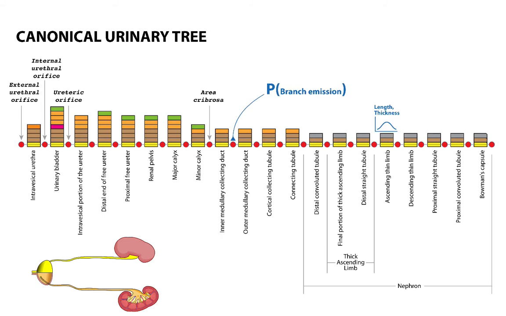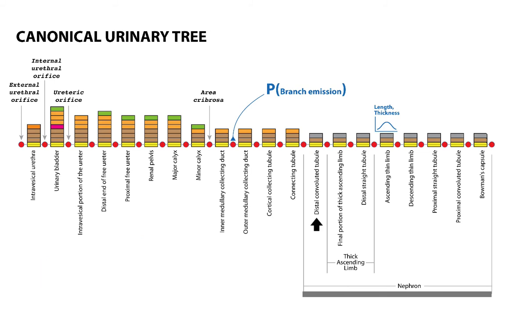Each node in a canonical tree is associated with branch emission probabilities, and each conveying conduit with distributions of length and thickness. Terms from external reference ontologies are applied to semantically label both individual segments. For example, this bag is annotated with the term Bowman's capsule, as well as assembled concatenations. For example, the upstream assembly from the distal convoluted tubule upwards is an object of type bag labeled with the term nephron.